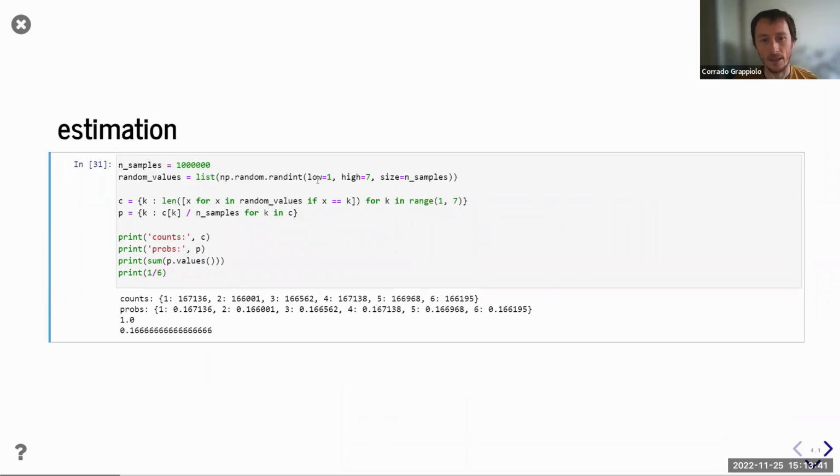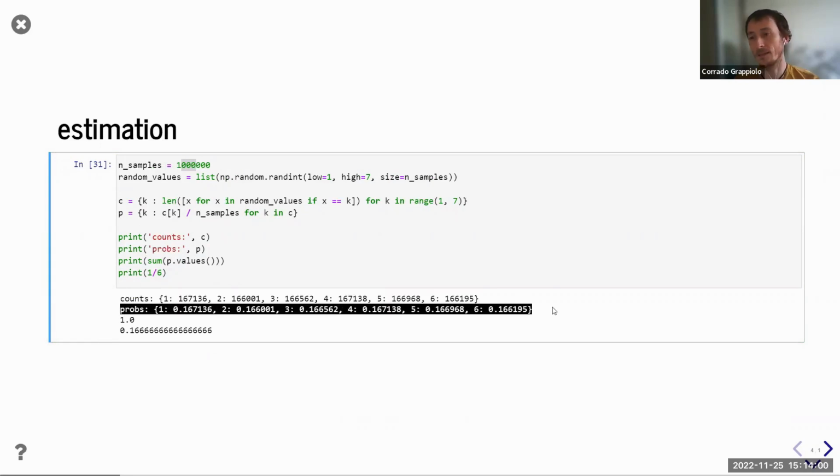Imagine you have a dice that you roll 1 million times. Then we count how many times we see a certain number show up, and these are the counts. By normalizing these counts by the total number of samples, we obtain probabilities. This is the frequentist approach to defining probabilities: you estimate frequencies by counting, and then by normalizing, you obtain a probability distribution.